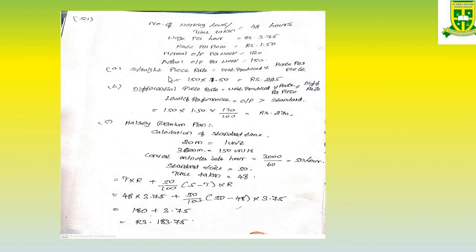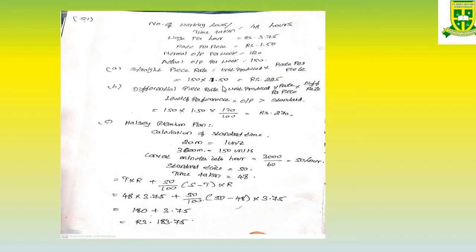Now state piece rate. Here they are giving the piece rate also, and we know the units produced. So you have to use the old formula, because all the information is given in the question. What is the formula? Units produced into rate per piece. How many units are we actually producing? 150. What is the rate per piece? 1.50. So 150 into 1.50. What is the answer? 225.